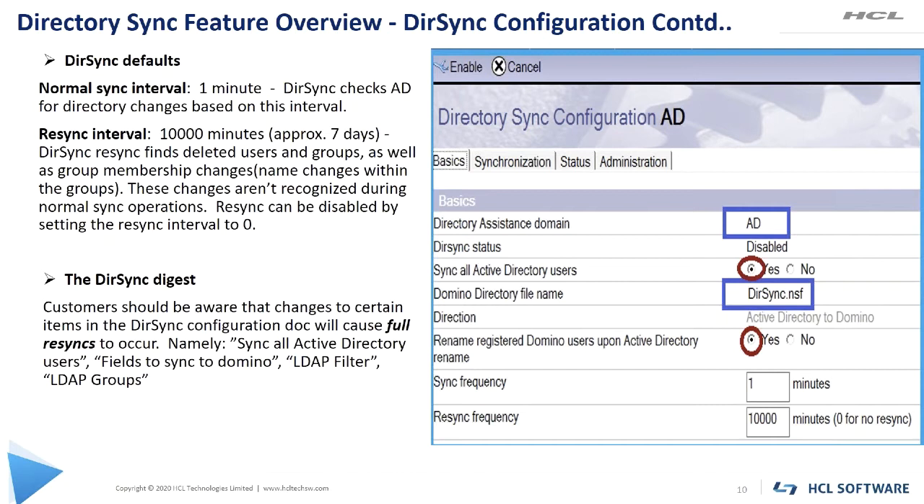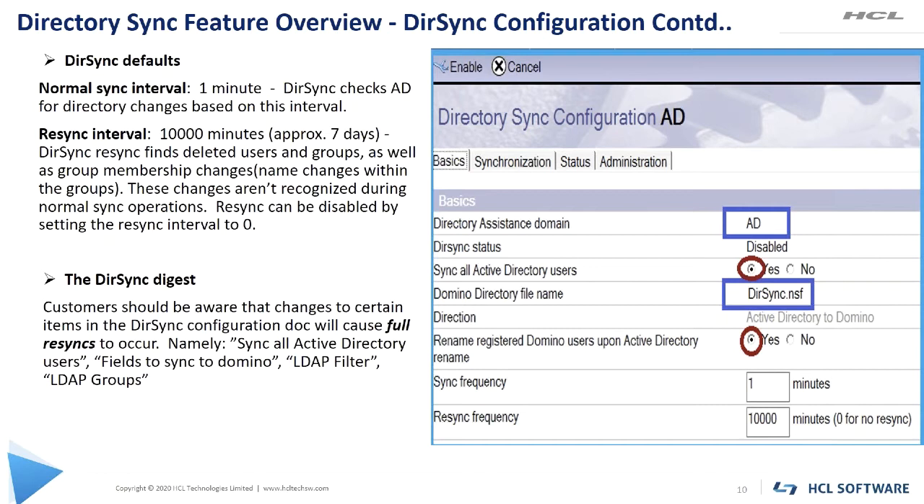For an Active Directory record to sync with Domino, the Active Directory mail attribute must match with the internet address mail in the person document. In the Domino directory file name, you can keep the default names.nsf or mention any other file name which is based on directory template. The next option is to rename Domino users upon Active Directory rename.